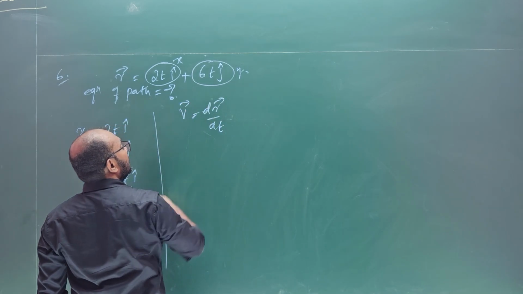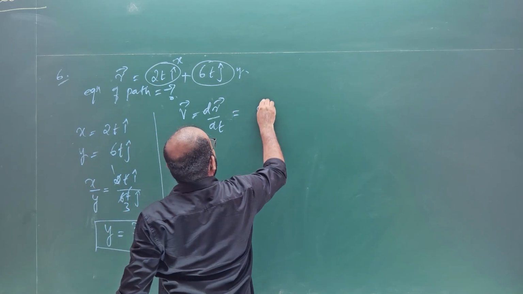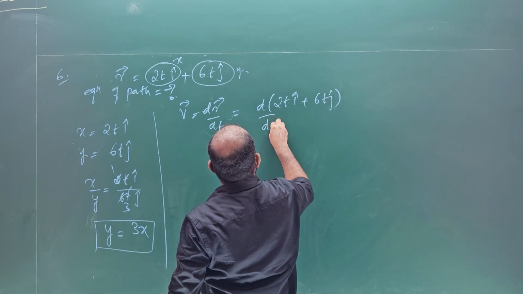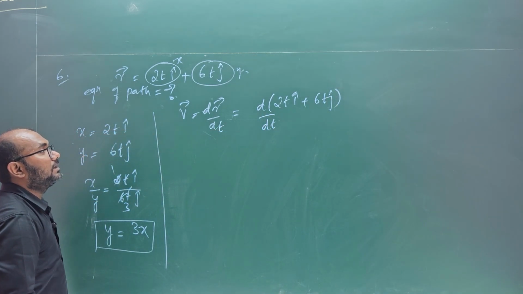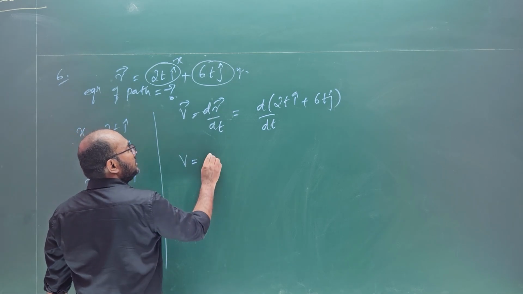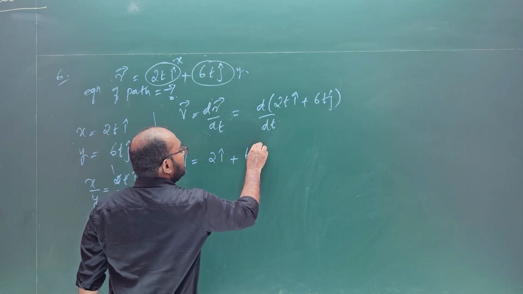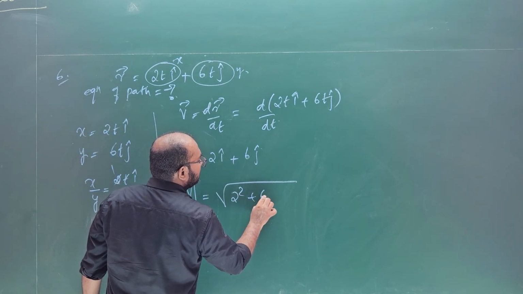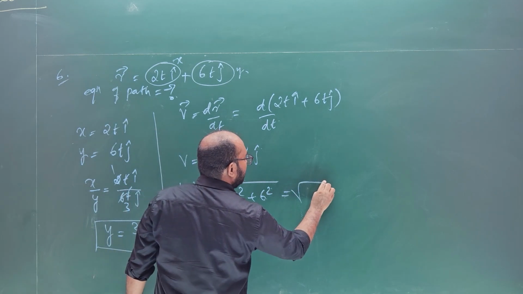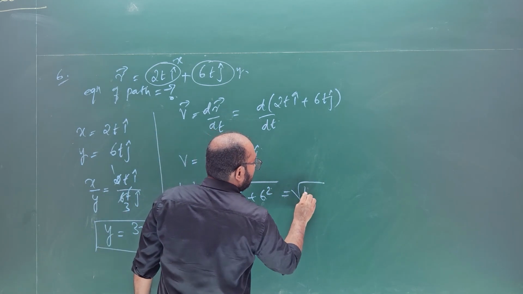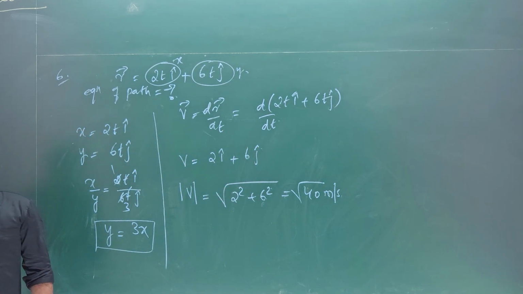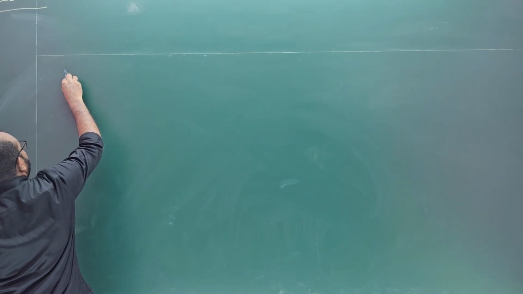Or this is nothing but 2t i cap plus 60 j cap upon dt. Yes or no? Okay, differentiate that. So v is equal to 2 i cap plus 6 j cap, or in terms of magnitude we can also write under the root of 2 square plus 6 square, that is nothing but under the root of 40, that is 40 meter per second. They can ask anything. Okay, shall we now write the next heading?